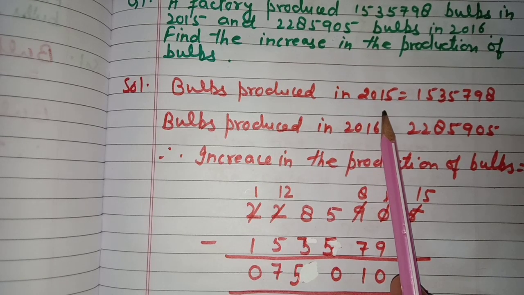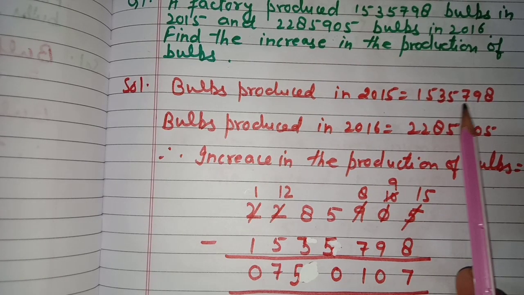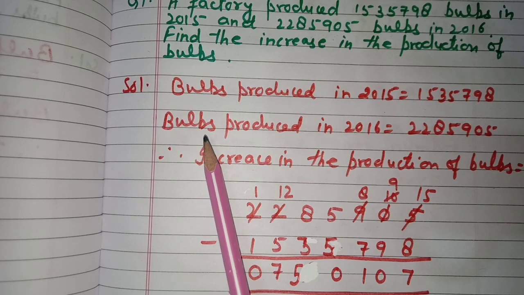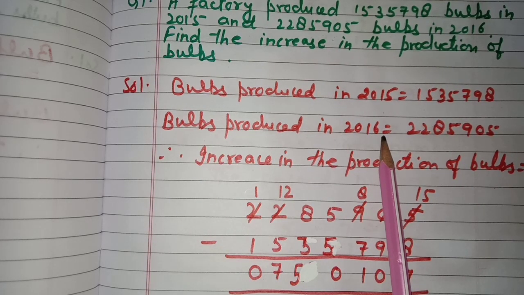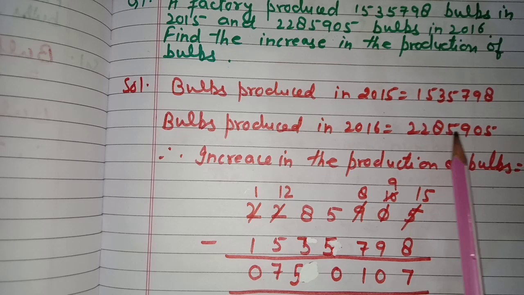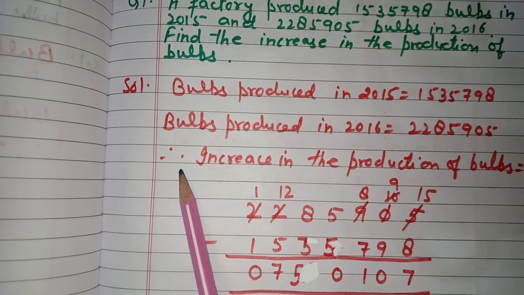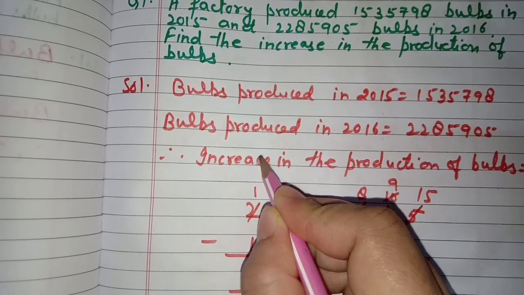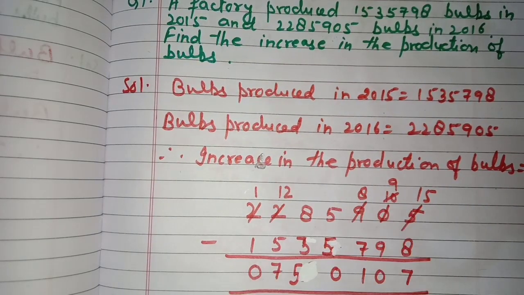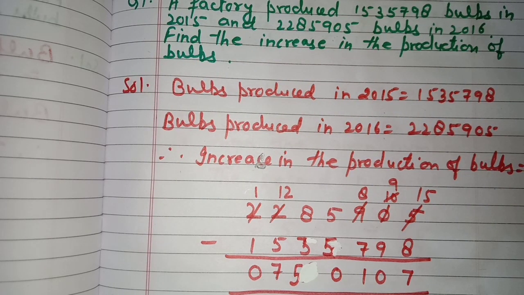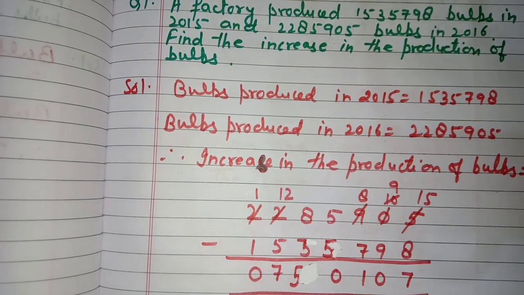Bulbs produced in 2015, 15,35,798. Then bulbs produced in 2016, it is 22,85,905. Therefore, the increase in the production of bulbs. So what is the increase in the production of bulbs? We can subtract and find the increase.